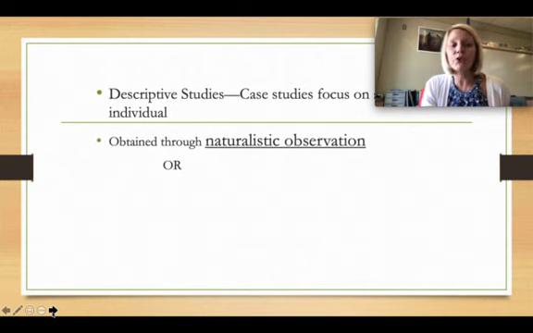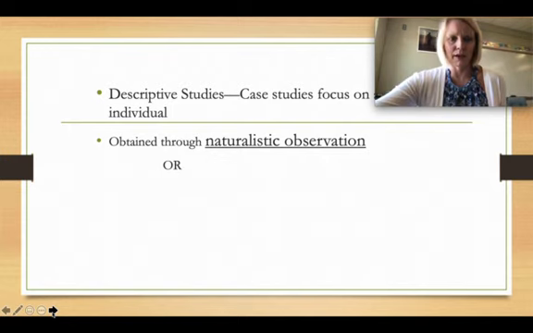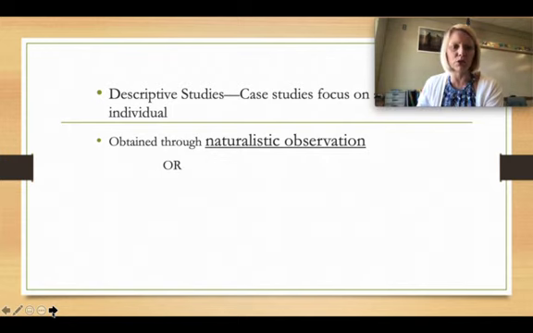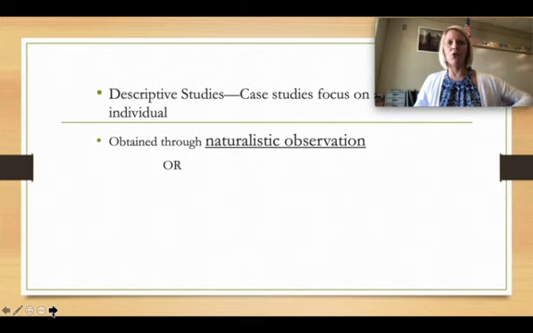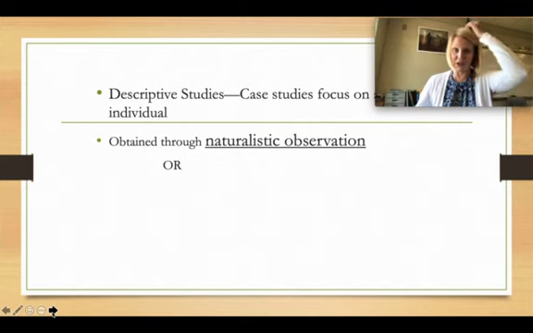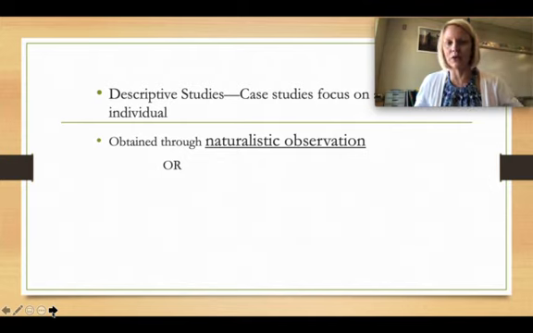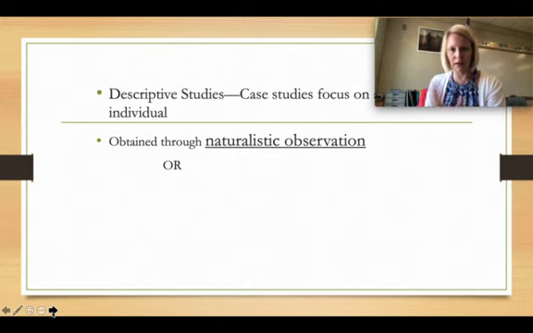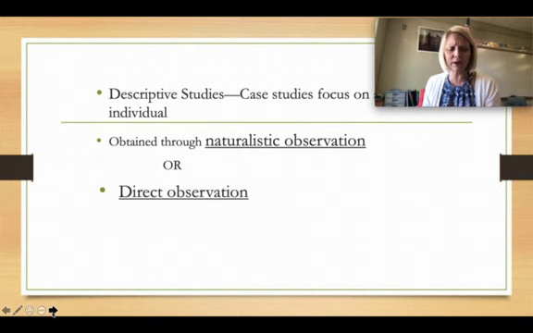And it's obtained through naturalistic observation, and that just means exactly what I say. You're watching them in their natural environment. Again, this works for a case study because there's only, let's say, 5 people. If you have a huge experiment going on and you're testing 1,000 subjects, you can't watch 1,000 subjects in their natural environment, wherever they live, their day-to-day life. But you could maybe do it in a case study with 2, 3, 5 people. It could happen. Or direct observation.